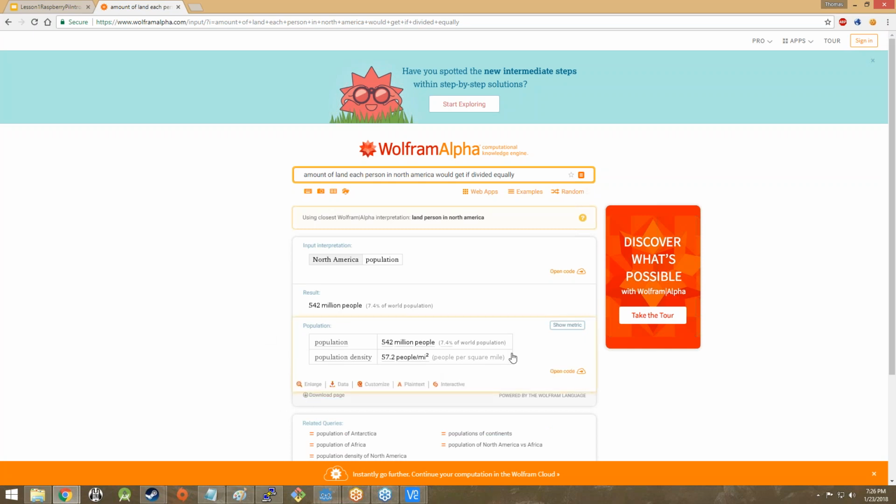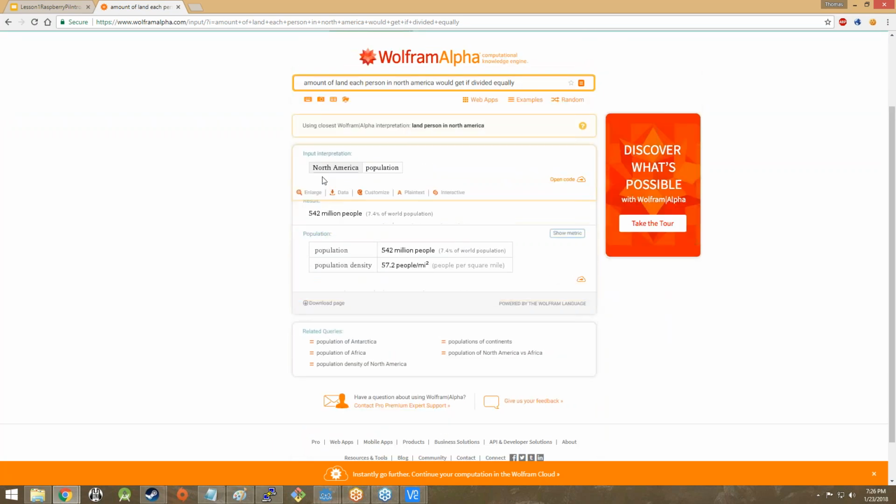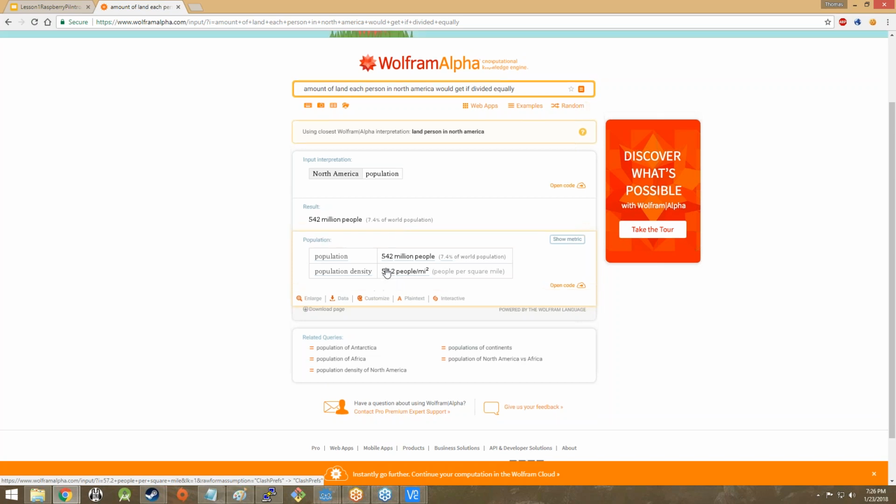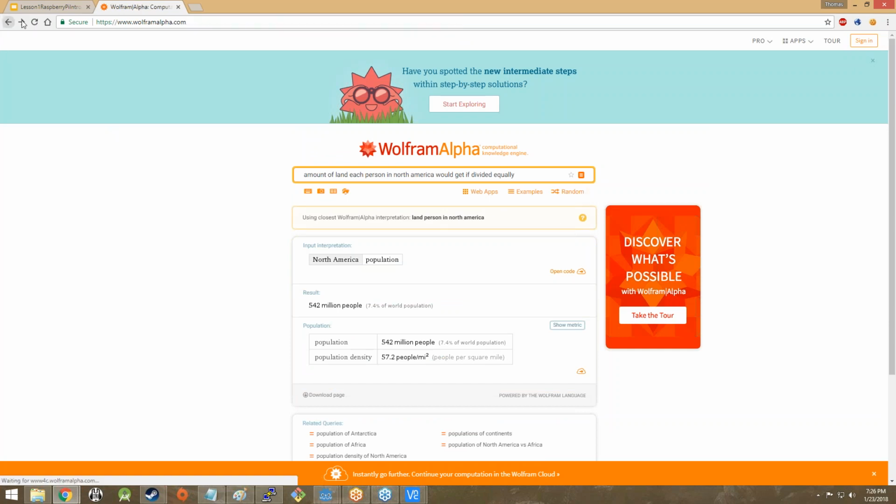Okay, so it didn't quite do what we wanted it to do. Got close though. It figured out, using closest Wolfram Alpha interpretation, land person in North America, as opposed to all those sea people we have to worry about. North American population, 542 million people. Population density is 57.2 people per square mile. So we kind of got an answer there, and that each person would have 1/57.2 of a square mile, sort of. Anyway, that's kind of the whole point of this.